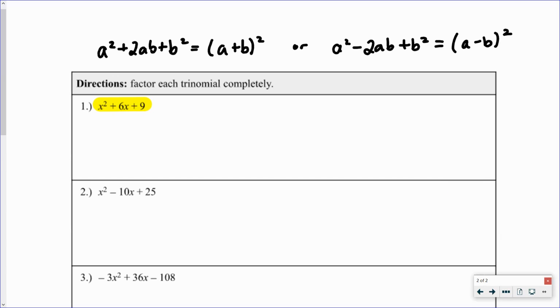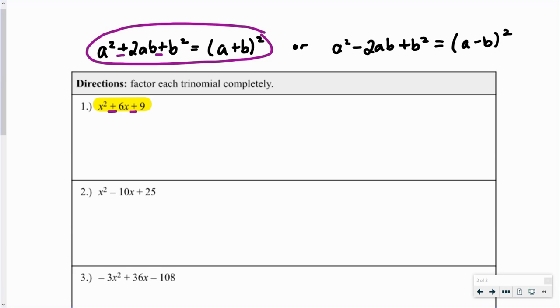Well, clearly this first one, if it's going to follow one of the patterns, it's going to be this one right here because all of the signs here are positive. So let's see if it follows that pattern. Here's how we do this. The first thing I always look at are the quadratic term and the constant term. I want to see if those are perfect squares first, because if those aren't perfect squares, then this isn't going to work out nicely.